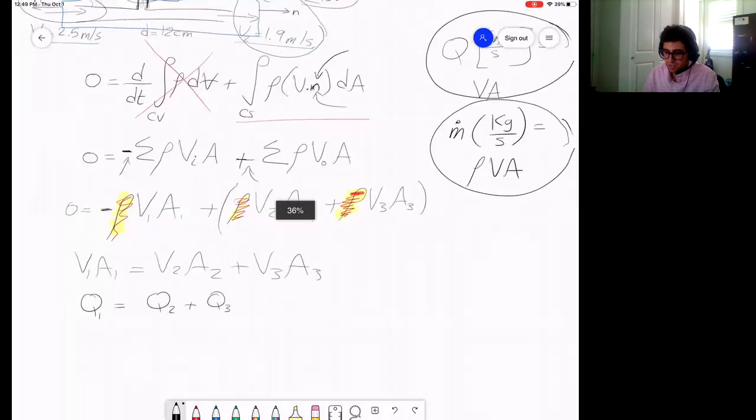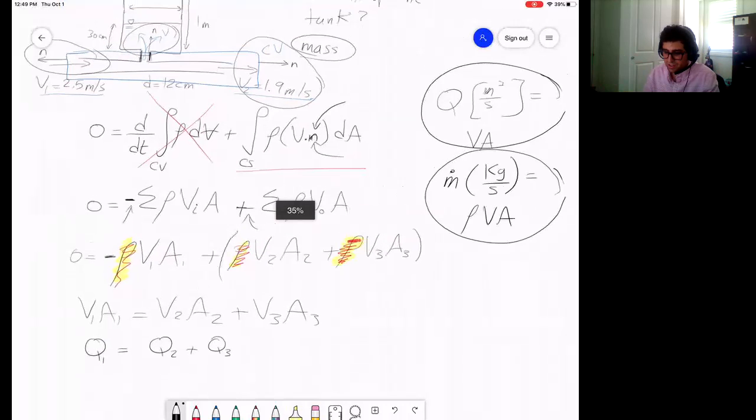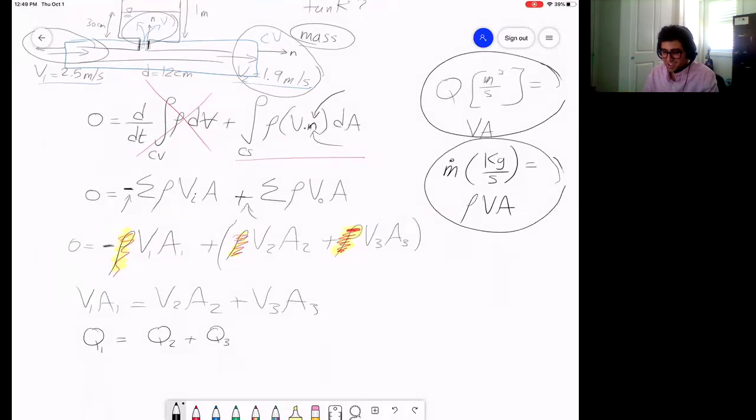And this should remind you of circuits, right? I personally don't like anything that deals with electrical engineering, but yes, this does remind me of circuits, current. Whatever is coming into your system, it should go out. Whatever is coming in, 1, it should go out. You have 2 and 3, right?